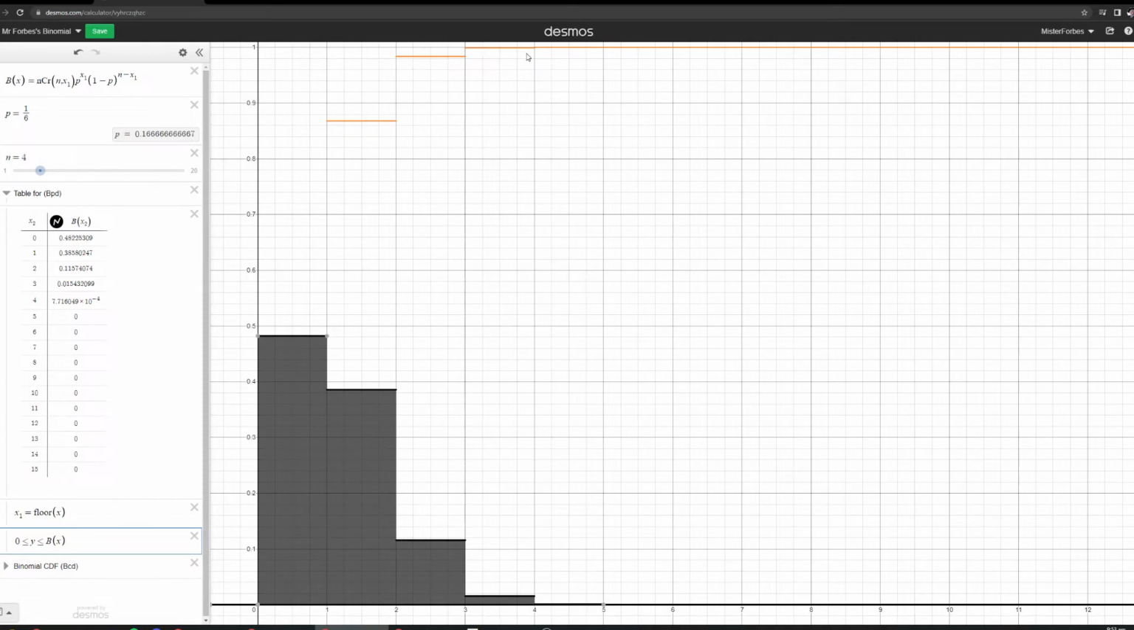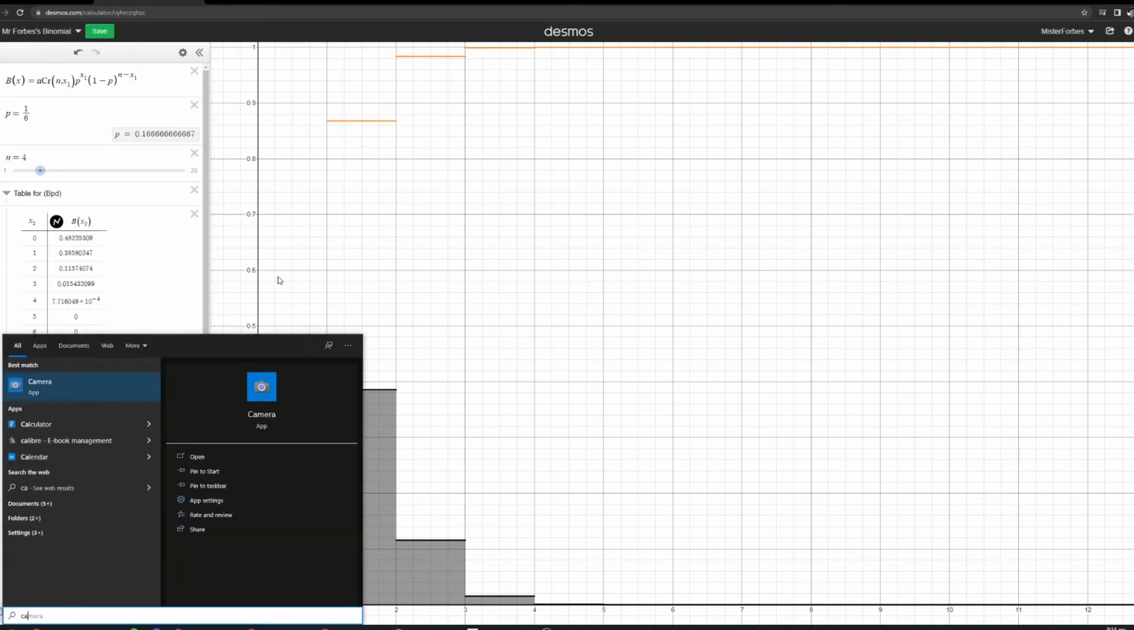Now, what I want to focus on now is these orange bars. So this is a cumulative distribution. So maybe the question could be, what are the chances of rolling less than 2 ones? So that would be rolling 0 ones or rolling 1 one, because that's less than 2, right? So what this cumulative does is it adds 0 and 1 together to make this bar. So the probability up here would be 0.8681.